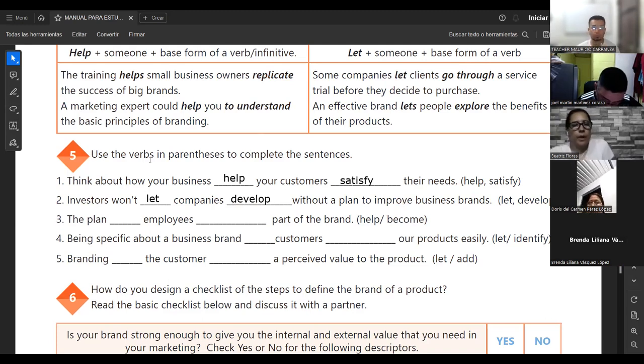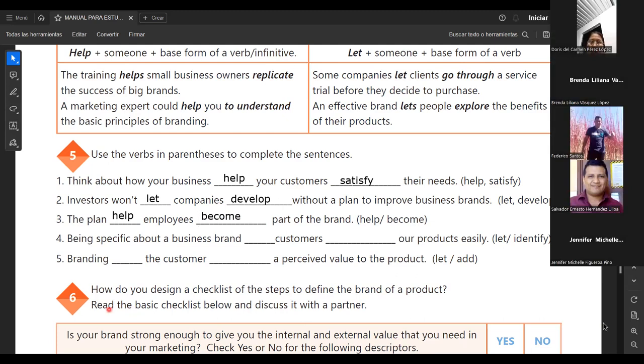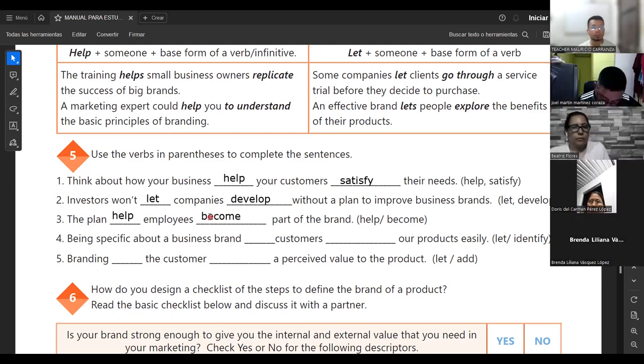Number three, Beatrice. The plan helps employees become part of the brand. Okay. Thank you, Beatrice. Correct or incorrect, everybody? Correct. The only difference here would be if you decide to use to, right? Help employees to become, but it's the same.